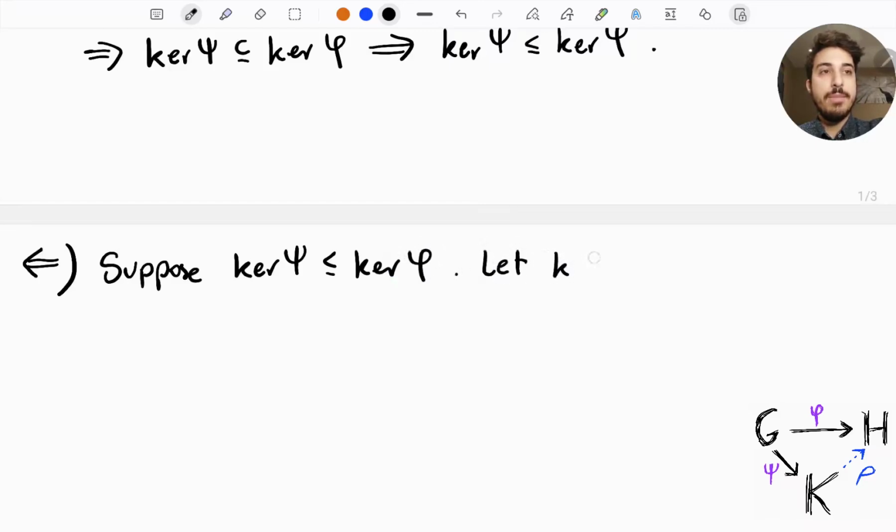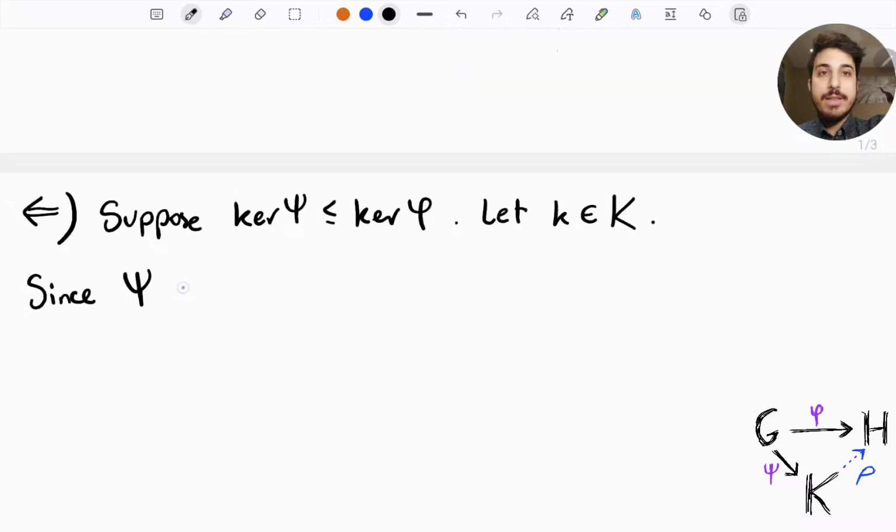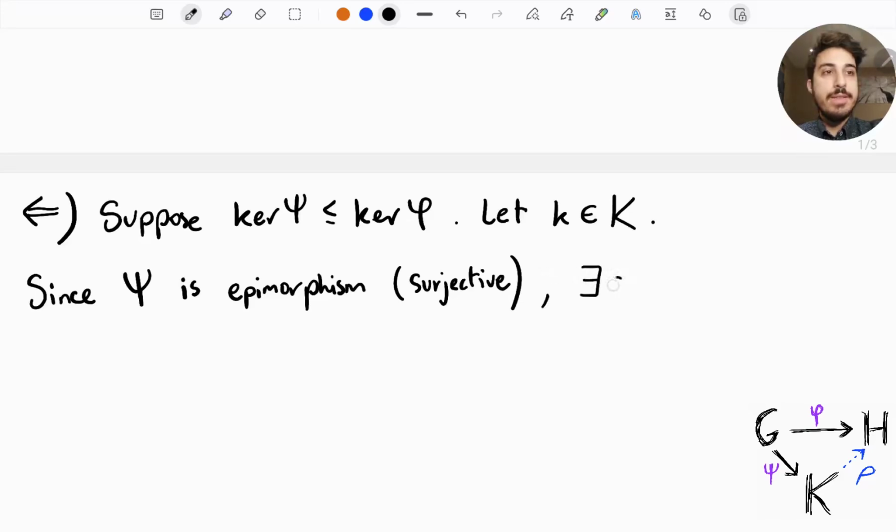Let k be an element in K. Since psi is an epimorphism, meaning that it is surjective, there exists an element g such that psi of g is equal to k. And this is true for any k in K because psi is surjective.